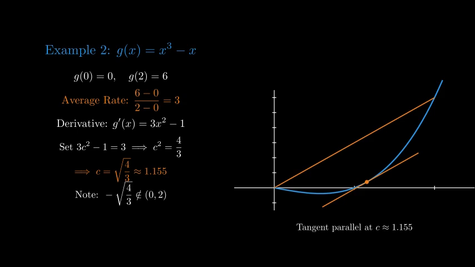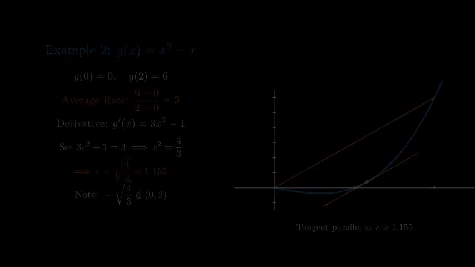Let us examine a third example to see how the mean value theorem can be used to prove inequalities. Suppose we want to bound the difference between the sine of x and the sine of y for any two real numbers x and y. If we apply the mean value theorem to the sine function on the interval from x to y, the theorem tells us that the sine of y minus the sine of x divided by y minus x is equal to the derivative of sine evaluated at some point c, which is the cosine of c. The absolute value of the cosine of c can never exceed 1.